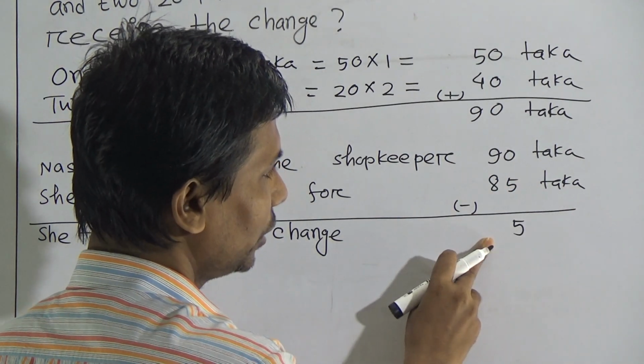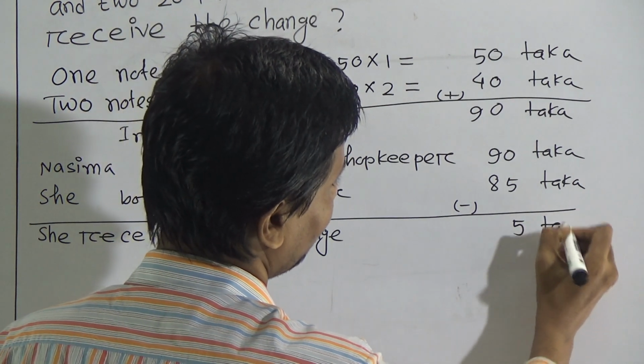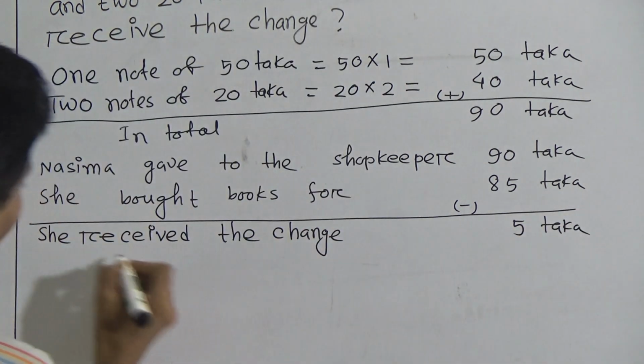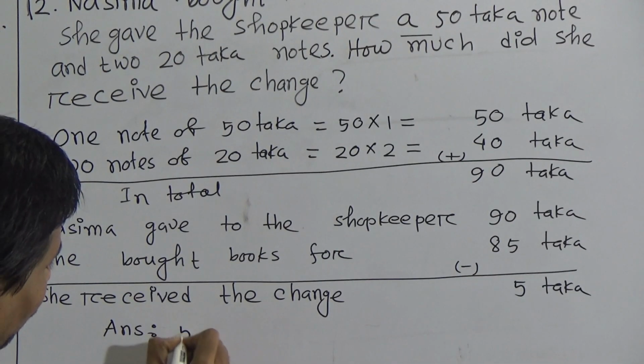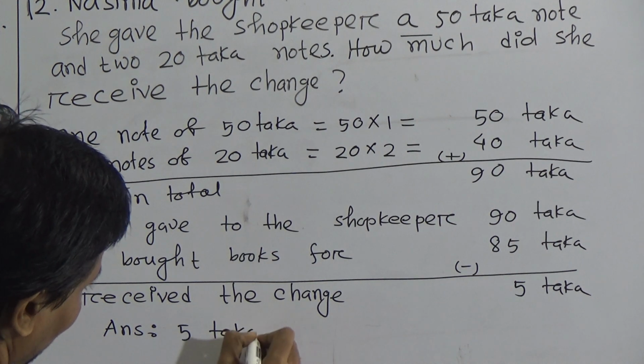No need to write 0 here. Right here taka. Okay, now write here the answer: 5 taka.